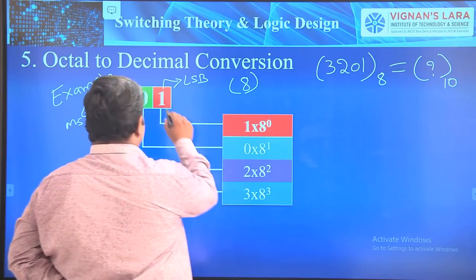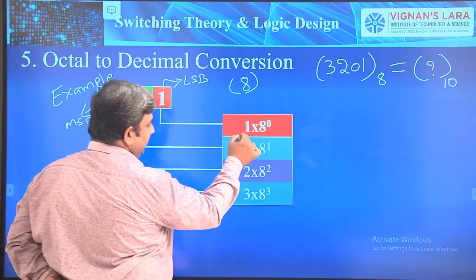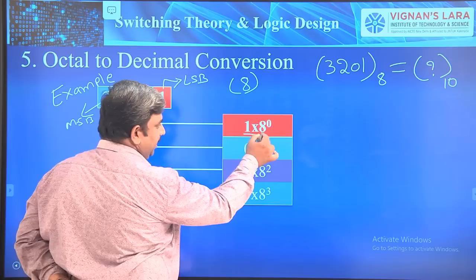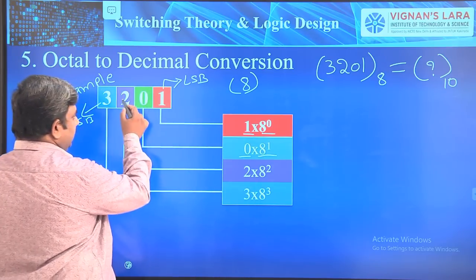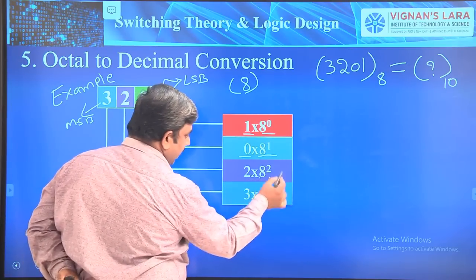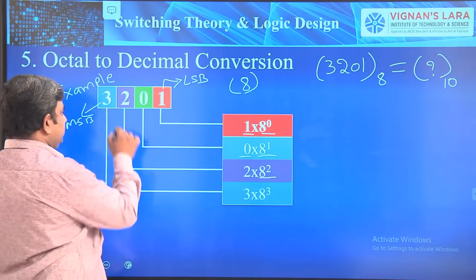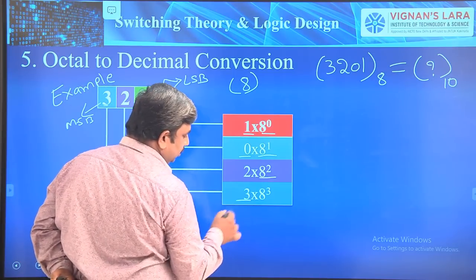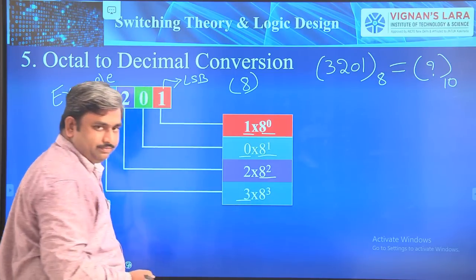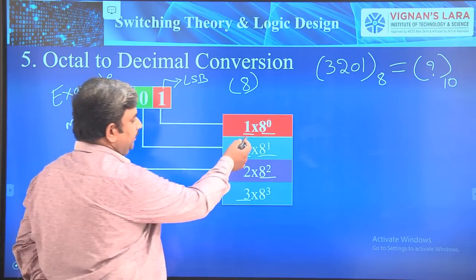Okay, right. So the first digit, the 1 I have placed here and I am multiplying with 8 power 0. Next digit 0 into 8 power 1. Next digit 2 I am multiplying with 8 power 2. Next digit is 3, 3 into 8 power 3.